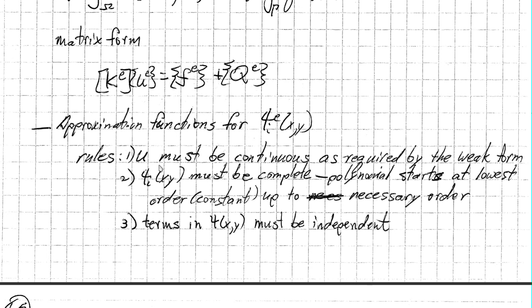The other thing is it must be complete. So the polynomial starts at the lowest order, say a constant, and then it continues increasing up to the necessary order. In our specific case, that means that you need to be able to take one derivative on this. So you need what's called a C0 continuity element.